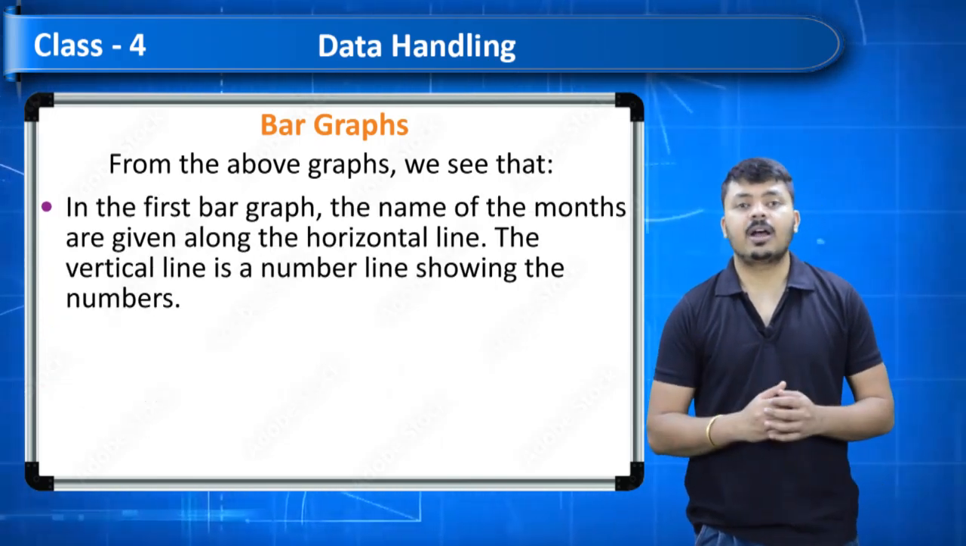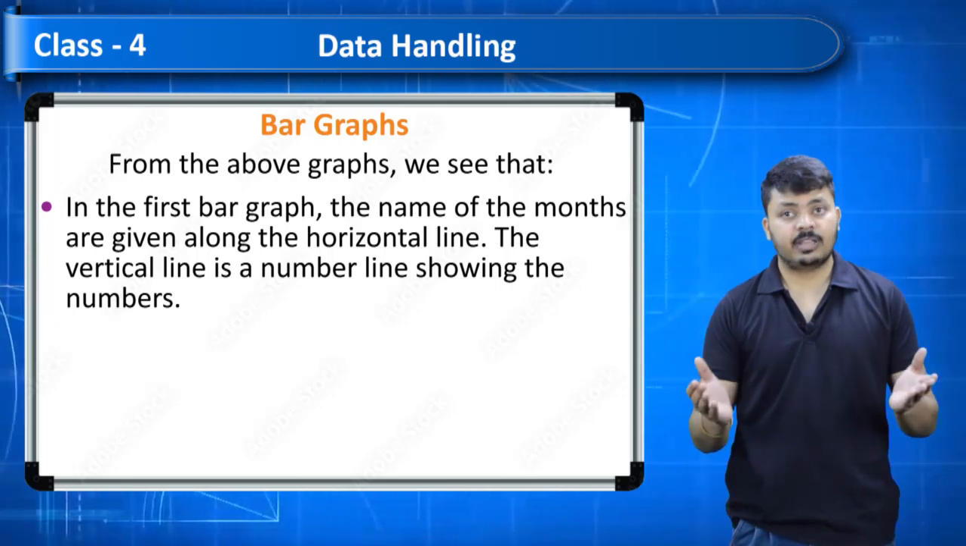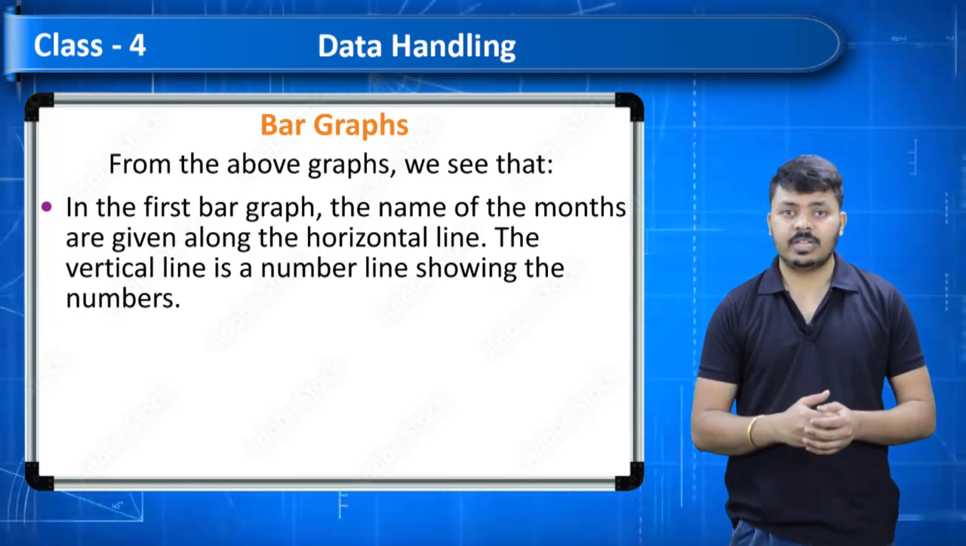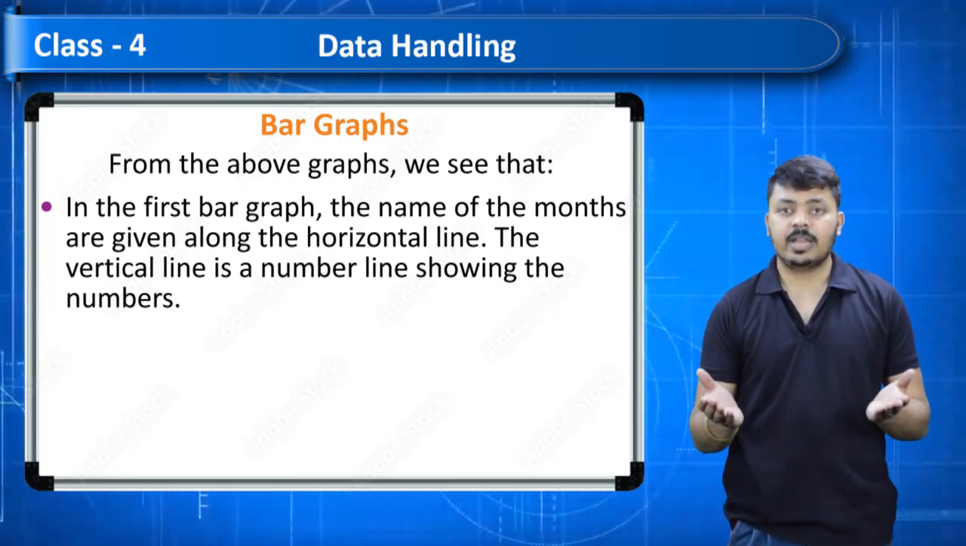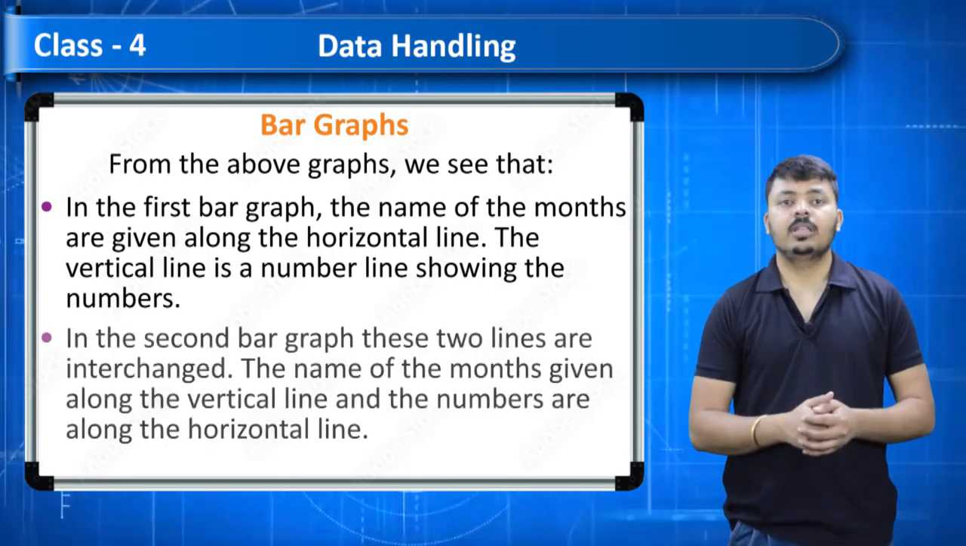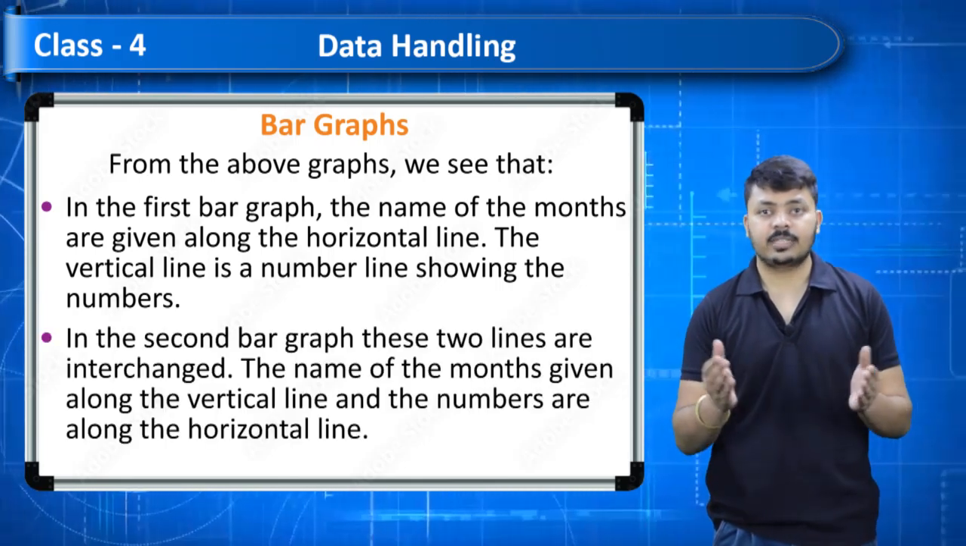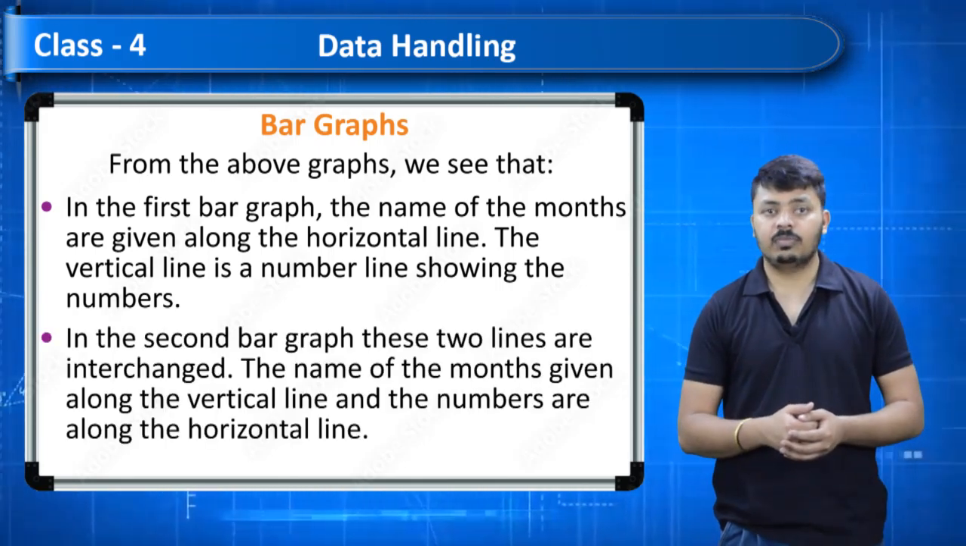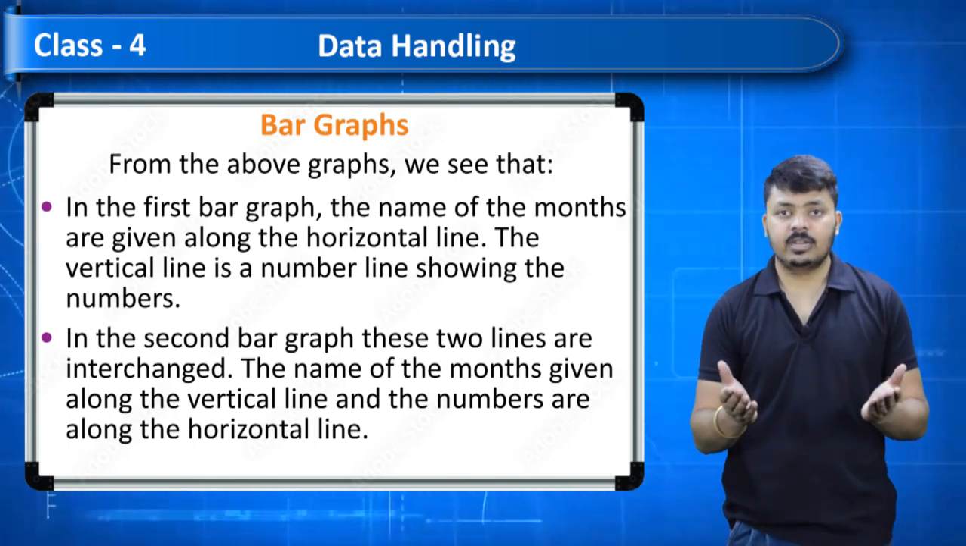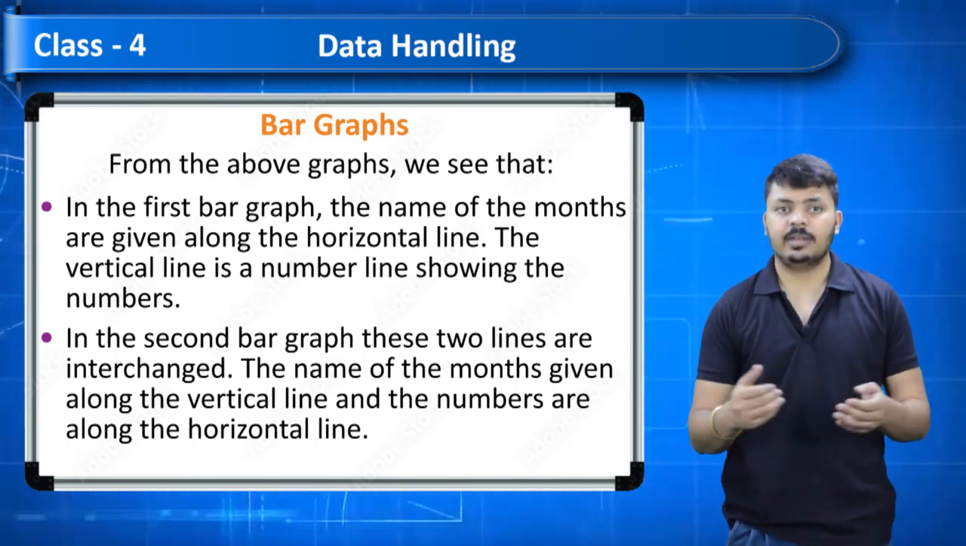In the first bar graph, the names of the months are given along the horizontal line. The vertical line is the number line showing the numbers. In the second bar graph, these two lines are interchanged. The names of the months are given along the vertical line and the numbers along the horizontal line.